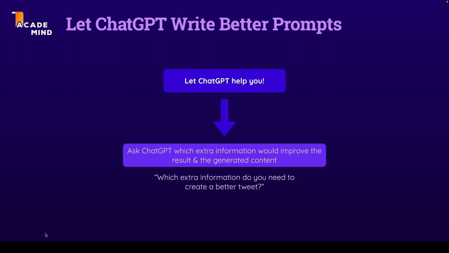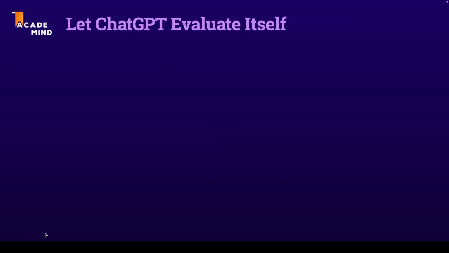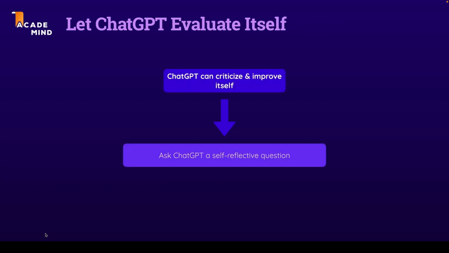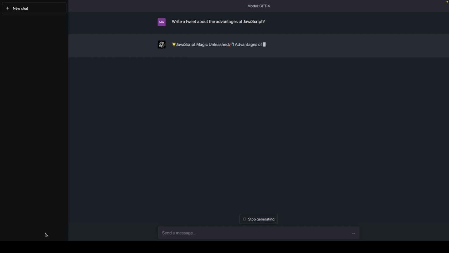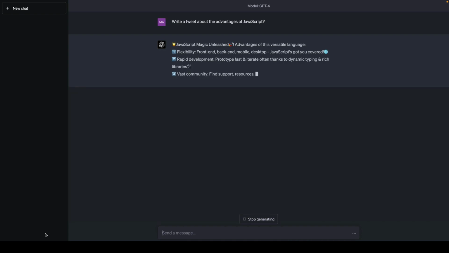Now, besides asking ChatGPT which extra information could improve a result, you can also ask ChatGPT to criticize and evaluate and improve itself. You can, for example, ask ChatGPT what could be improved about your tweet if you did ask it to create a tweet. For example, here I ask ChatGPT to write a tweet about the advantages of JavaScript, and it therefore did exactly that. It wrote such a tweet. And we could, of course, take that tweet. It might be exactly what we're looking for.